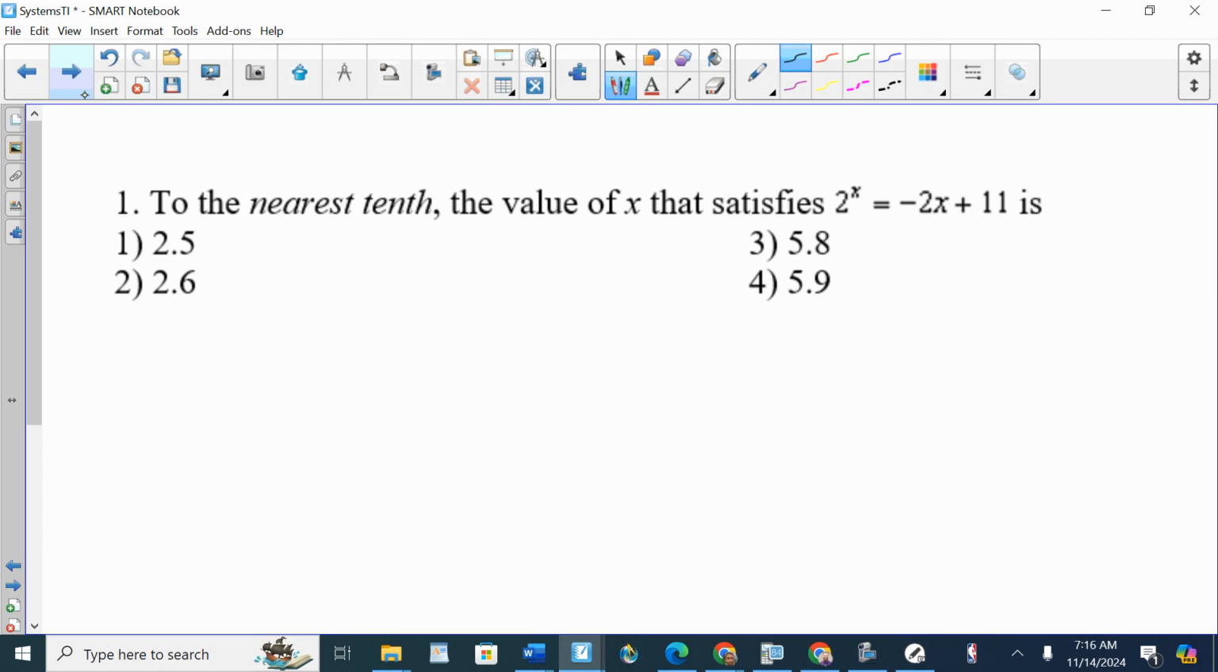To solve any equation to the nearest tenth, the value of x that satisfies 2 to the power of x equals negative 2x plus 11. I can't solve this algebraically. Like literally, I can't do it. Neither can you. The only option we have is to solve it graphically. So we do y1, y2, intersect.